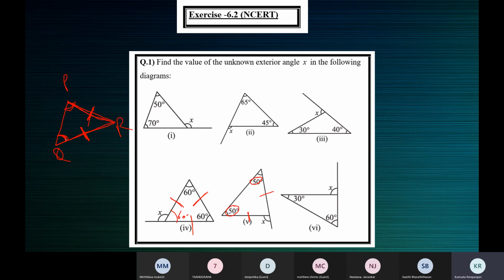In a triangle, when two sides are equal, the angles opposite to those two sides will also be equal. Conversely, when two angles are equal in a triangle, the sides opposite to them will also be equal. So when two angles are equal, two sides will be equal, or when two sides are equal, two angles are equal. So how do we identify? That's what I was telling you.